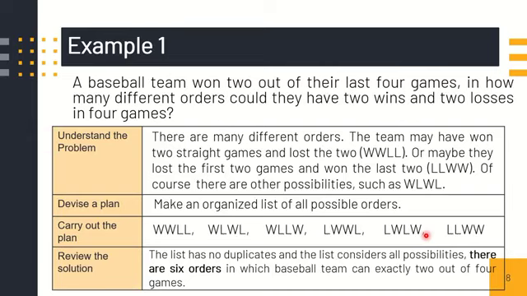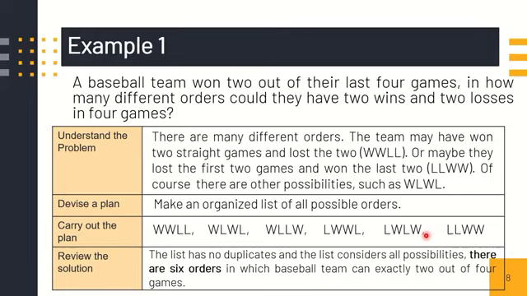Therefore, if we're gonna check our answer, if this is correct, the list has no duplicates and the list considers all possibilities. Wala nang ibang order, no? May naisip pa ba kayong ibang order? Wala na. So therefore, there are 6 orders in which a baseball team can win exactly 2 out of 4 games.